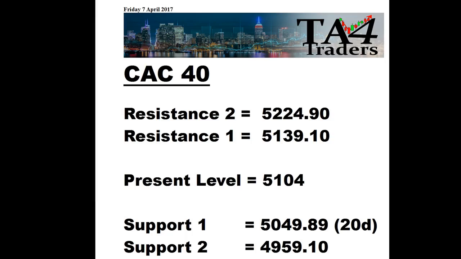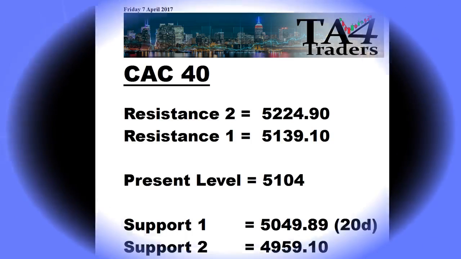Looking at the support and resistance levels, you've got the support, as I said, at the 20-day at 5049.89 and then at 4959.01, with the resistance on the upside at 5139.1. That was the high earlier in the week, and then the second resistance is from 2015, and that's at 5224.9.